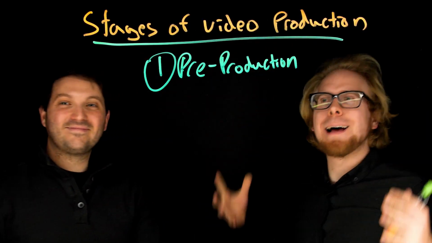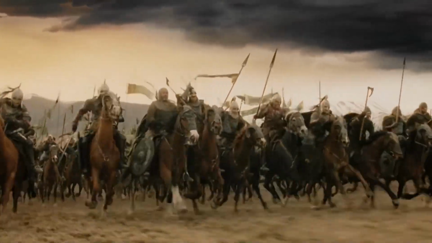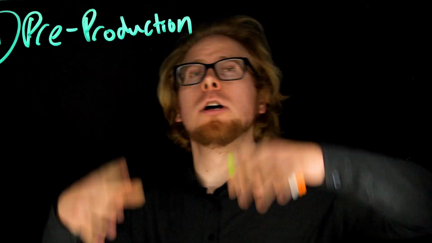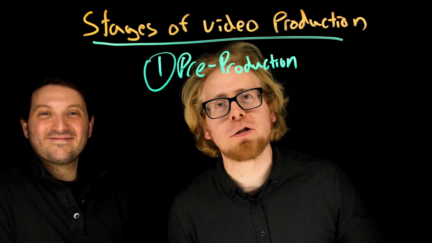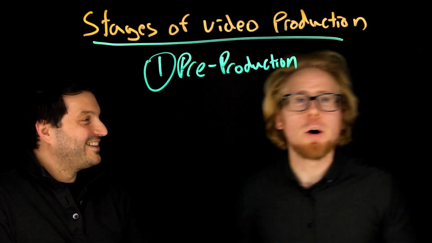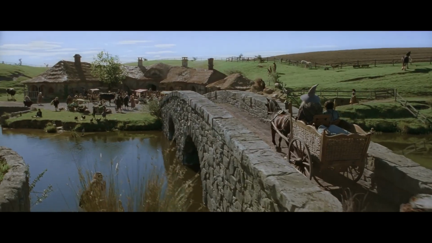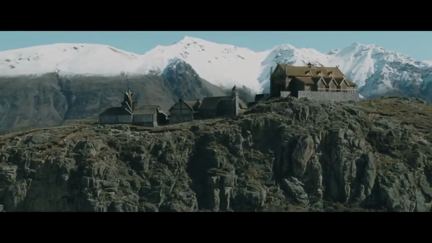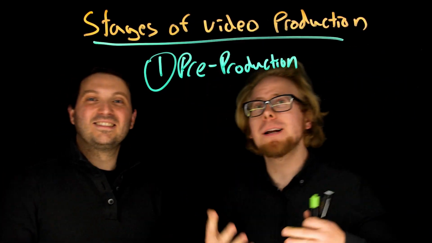Exactly. Now, if we're looking at a big blockbuster production like The Lord of the Rings, pre-production may be a long process. They had to find New Zealand. Then once they found New Zealand, they had to storyboard things out. Then they did a location scout. They had to build the Hobbiton hole, then Minas Tirith, and Rohan. I'm actually a big fan of Lord of the Rings. But the point is, they had to do all that.